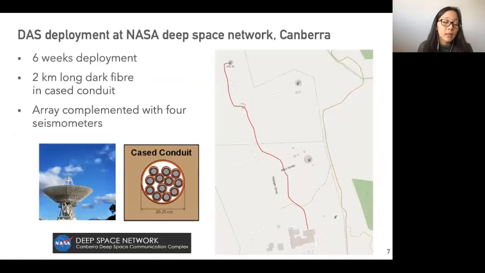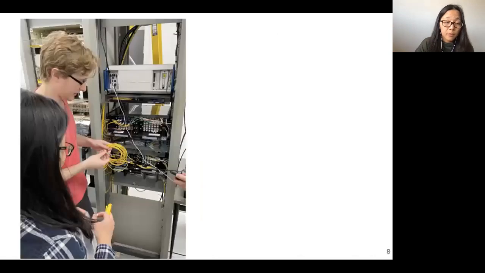With those in mind, we tried deploying a DAS in collaboration with the NASA Deep Space Network in Canberra. It's a 6-week deployment on one of their unused dark fibers. It's a 2-kilometer-long fiber in a cased conduit trench 2 meters deep, and this array is complemented with 4 seismometers. Here are some pictures of us deploying the DAS array.